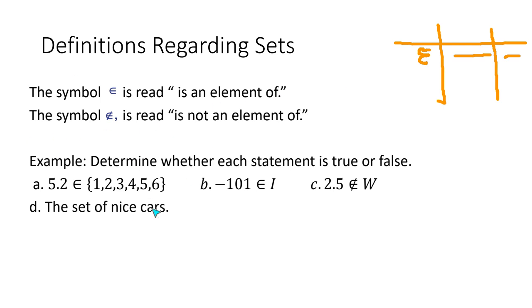So here we have an example. Determine whether each statement is true or false. Just true or false. 5.2 is an element of {1, 2, 3, 4, 5, 6}. That is how we read this: 5.2, and then your symbol, which means "is an element of" {1, 2, 3, 4, 5, 6}.